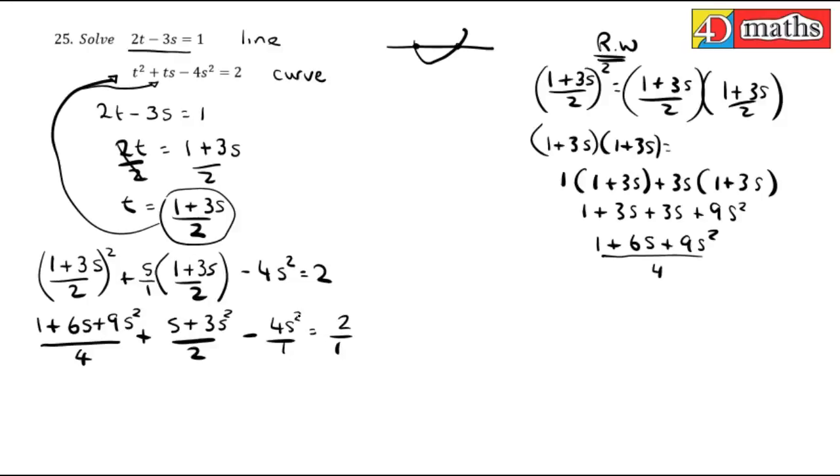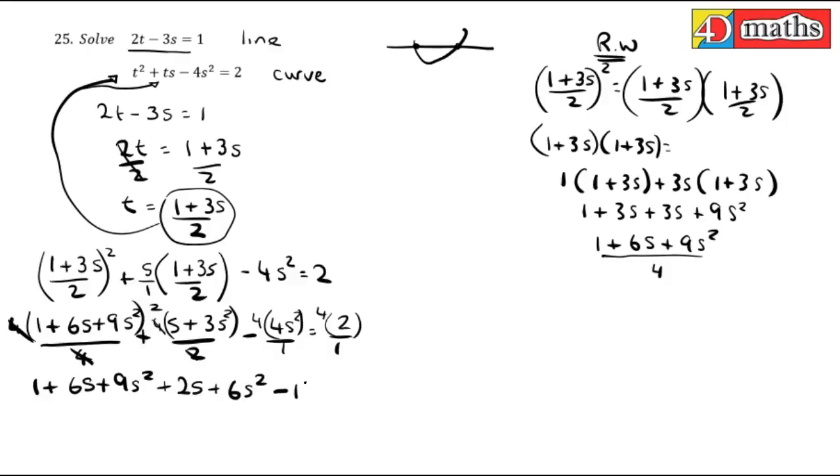Now, a number of ways to do this. I could multiply everything by 4, because as you can see, if I multiply everything by 4, this 4 is going to cancel. 4 here, there's going to be a 2 left over here. This by 4, that's okay, and this by 4, okay? So this works out to be 1 plus 6s plus 9s squared, multiply this by 2, plus 2s plus 6s squared minus 16s squared equals 8.